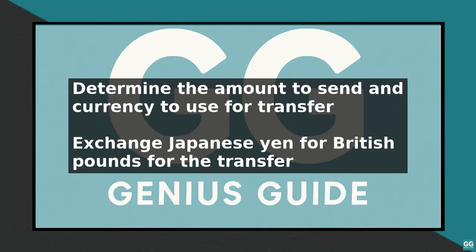To send money from Japan to the UK, follow this step-by-step guide. First, determine the amount you want to send and the currency you will be using. Japan uses the Japanese yen and the UK uses the British pound, so you will need to exchange your yen for pounds.